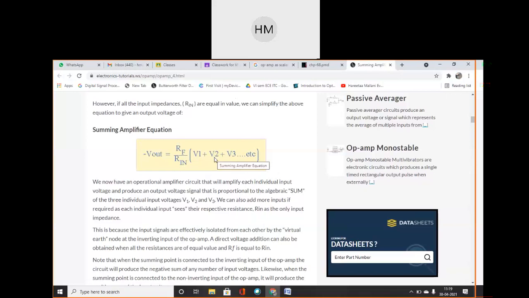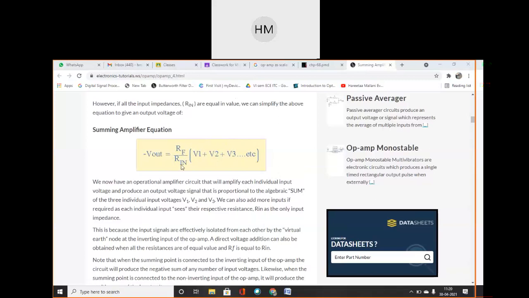Is it clear, student? Is it a proper summing amplifier output? Can you tell me? If I use V1 as 1, V2 as 2, then V3 as 3 volt. Three input signals are there, V1, V2, V3. So how will I get the exact output voltage? What should be the exact output voltage? 6 volts. Is it clear? 3 plus 2 plus 1 is 6 volt. But will I get that from this equation?